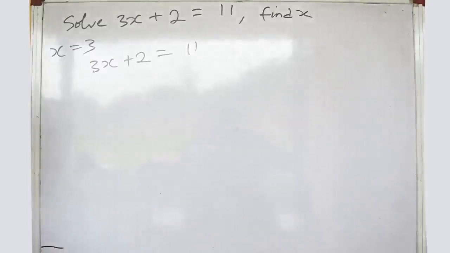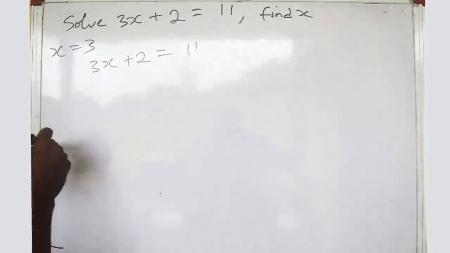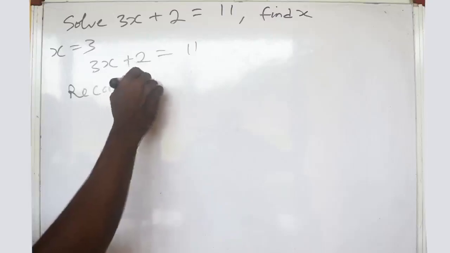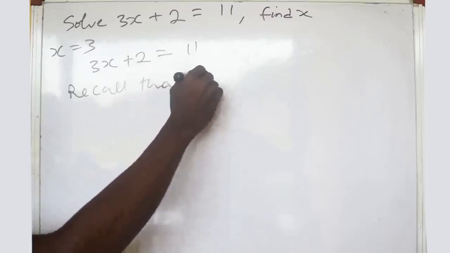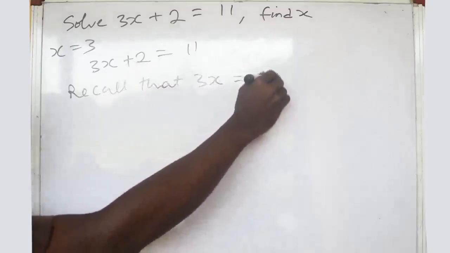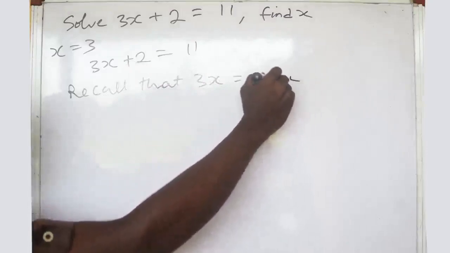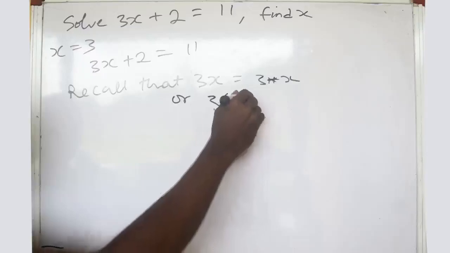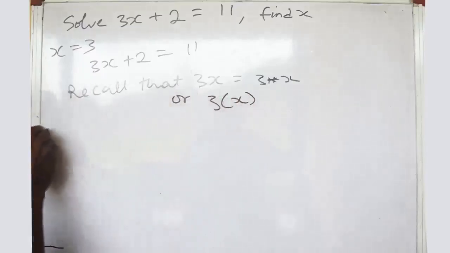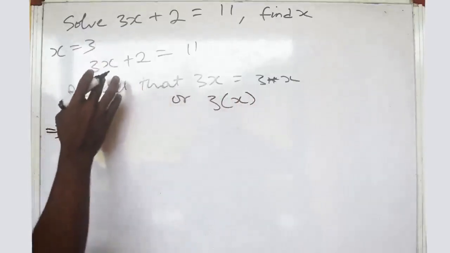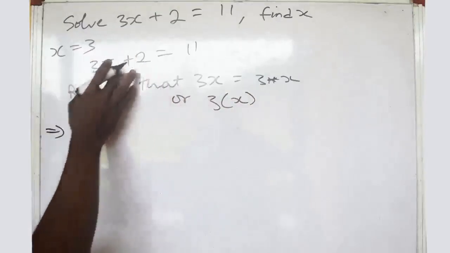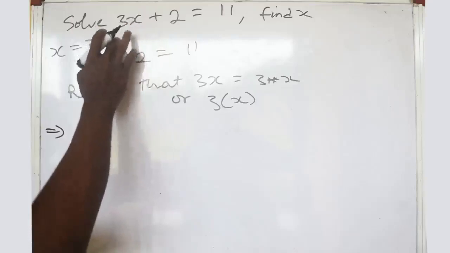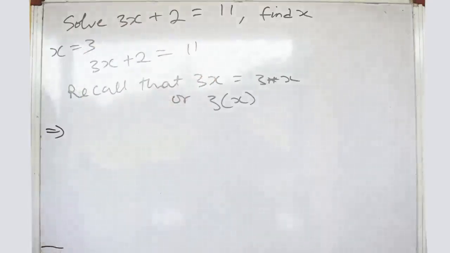So all we need to do, you have to recall that 3x is the same thing as saying 3 times x, or the same thing as saying 3 into what? X. So in this regard, it implies that you have to work with the left hand side. After working with the left hand side, whatever answer you have gotten, compare it with the right hand side.